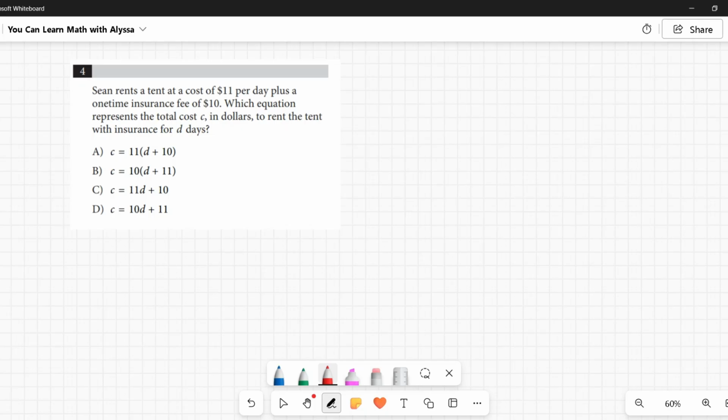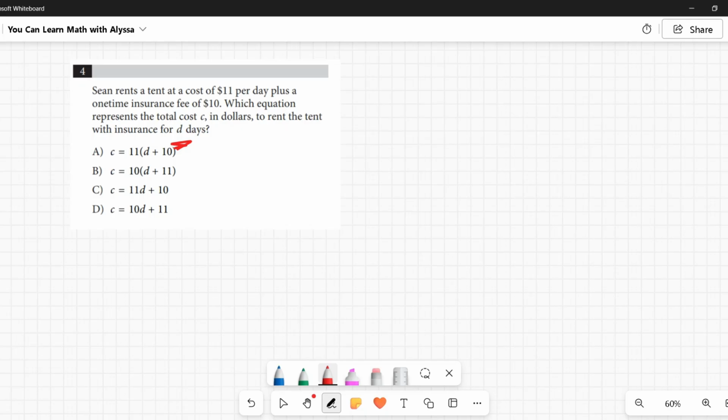So what do we have here? He's renting a tent and it's $11 per day. When we have "per," this is talking about multiplication. So how many days does he have it? It's D days. So without talking about anything else, let's just think about what it would mean if he has to pay $11 per day.